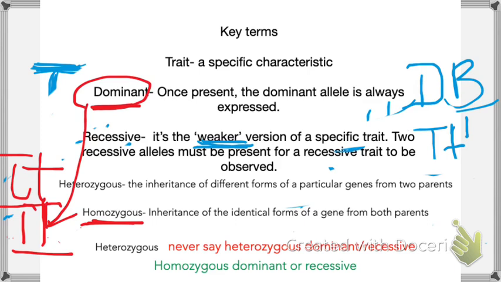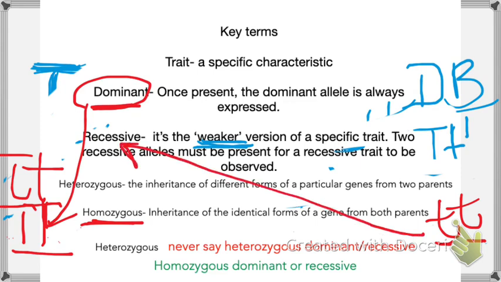Homozygous dominant. Let's say they were two small t's. It will still be homozygous. Why? Because we have two of the same small allele, and it's going to be called recessive afterwards. Homozygous recessive. Two of that weaker version, if I am to say that.